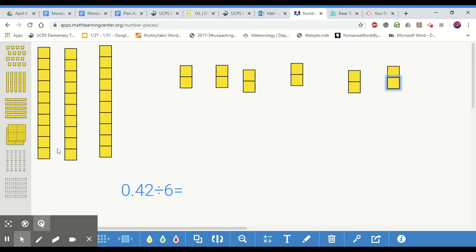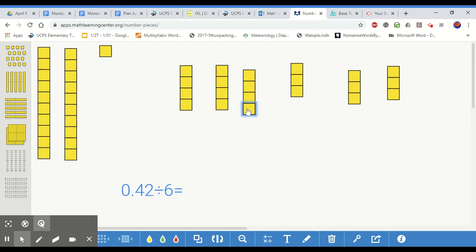Now, ideally, some of you out there will stop and think about this, and you'll realize, well, I already know what the answer is going to be. You have 42 little blocks. Each one represents a hundredth. So if you have 42 blocks and you're breaking those 42 blocks into 6 equal size groups, you should end up with 7 in each one.